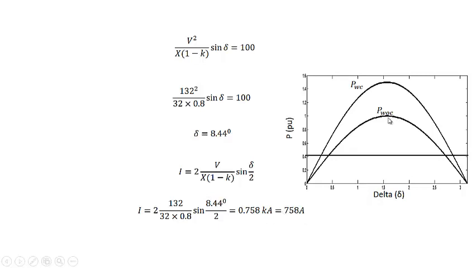Earlier this was the uncompensated system, operating at this point, this would have been delta. Now it is the compensated system. For the same power, it will operate at this point. The labeling may not be exactly identical, but I just want to note that earlier it was operating at this delta, and now delta will reduce. Delta will be 8.44 degrees for the same power transfer.